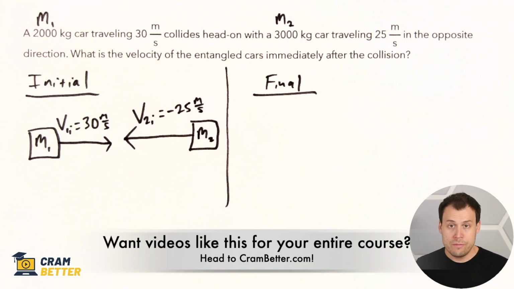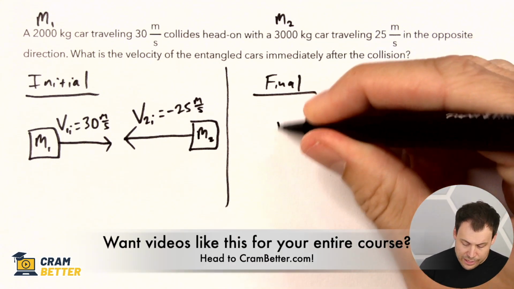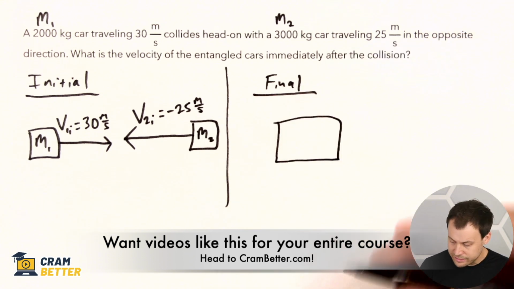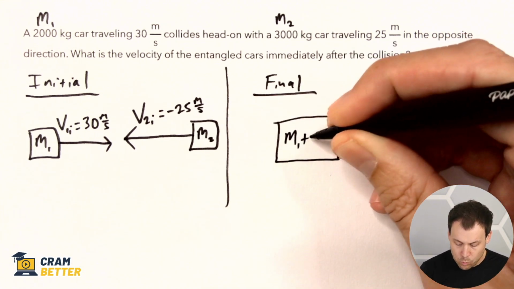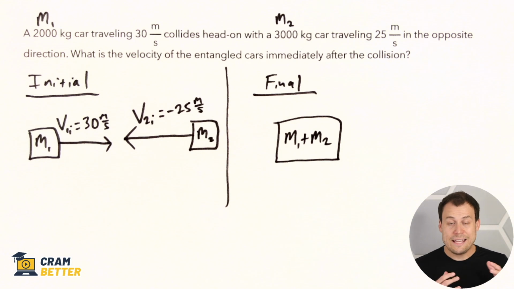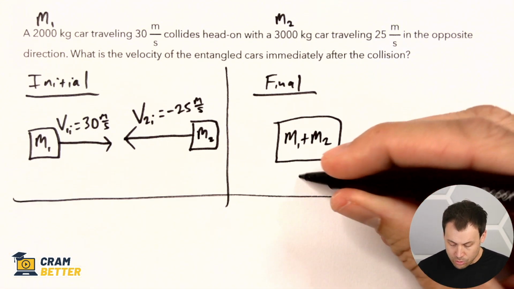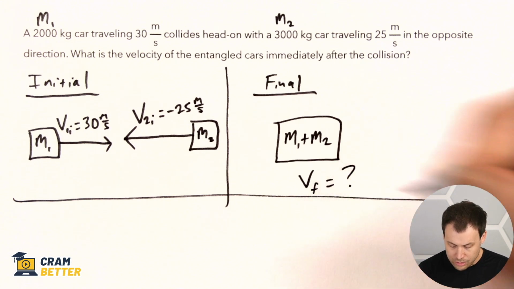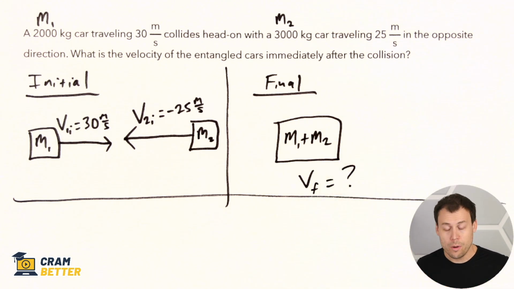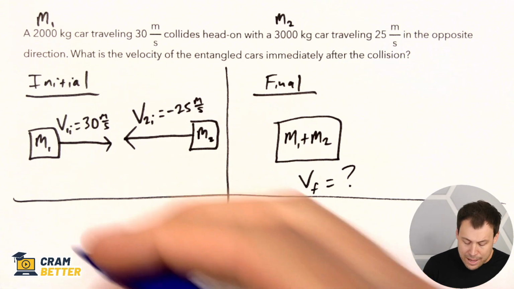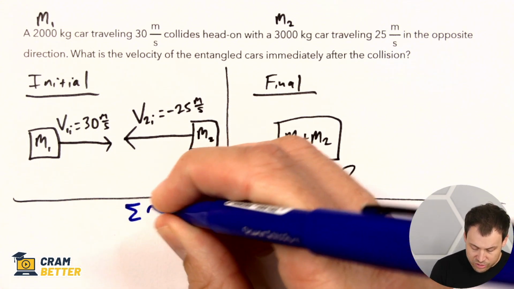So what about in the final situation? They become entangled, that means they stick together. So we have a combined mass, M1 plus M2, making this an inelastic collision because they stick together afterward. And we don't know the VF. We don't even really know what direction it's going to go afterward, but we're about to find out with the math. That math, of course, is conservation of momentum.